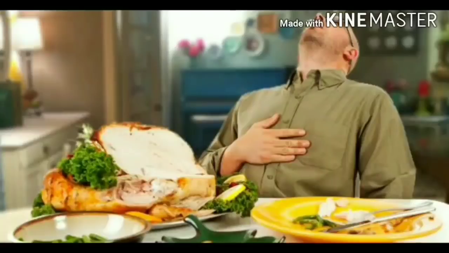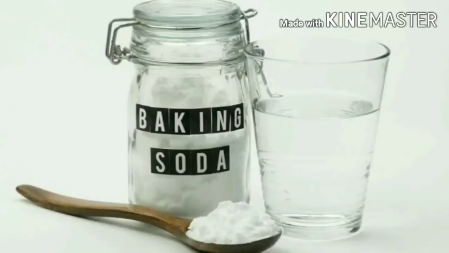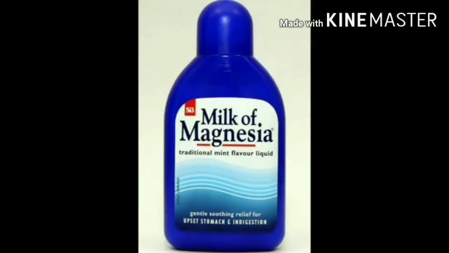And then we have seen what is acidity, how it is caused. Acidity is a set of symptoms caused by excess production of acid by the gastric glands of the stomach. Your stomach naturally produces gastric or hydrochloric acid to help digestion and break down the food. When acidity occurs, the excess acid may move up from the stomach to your chest, causing irritation in the esophagus, food pipe and chest. A very quick remedy to acidity is baking soda dissolved in water. Apart from baking soda, a famous antacid is milk of magnesia.